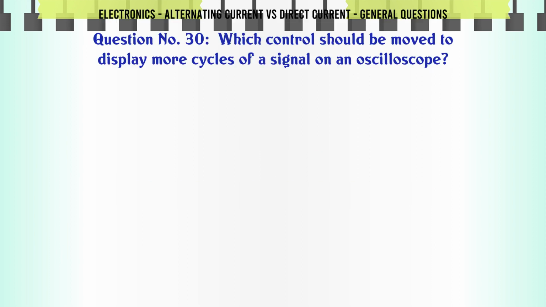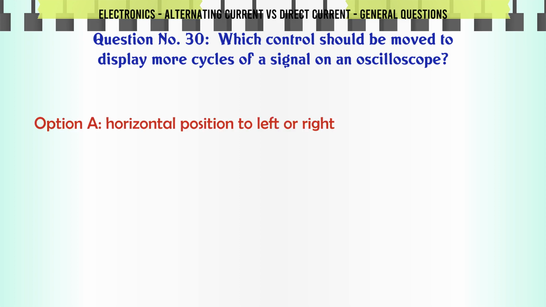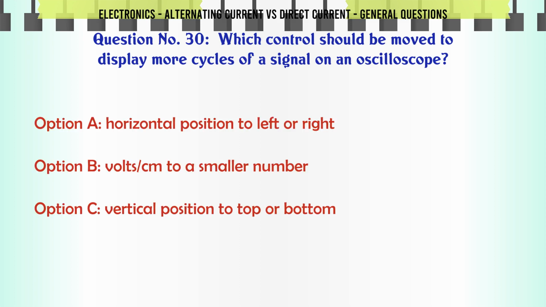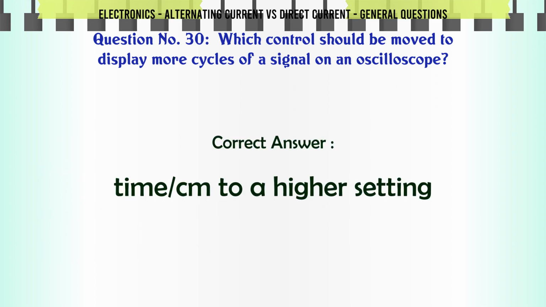Which control should be moved to display more cycles of a signal on an oscilloscope? A. Horizontal position to left or right. B. Volts cm to a smaller number. C. Vertical position to top or bottom. D. Time cm to a higher setting. The correct answer is time cm to a higher setting.